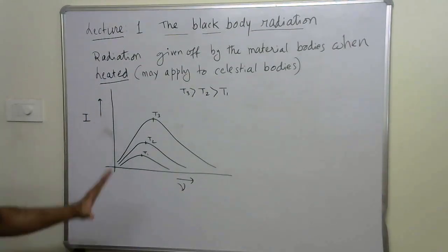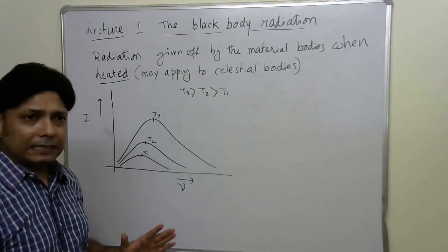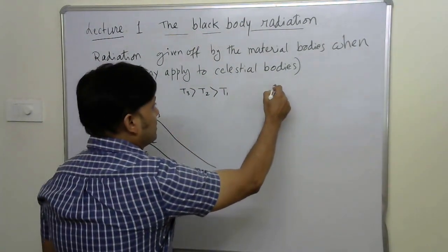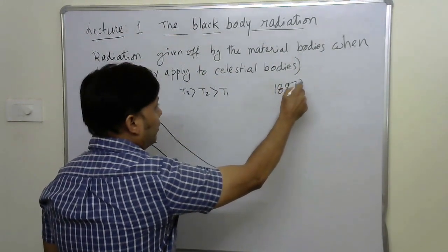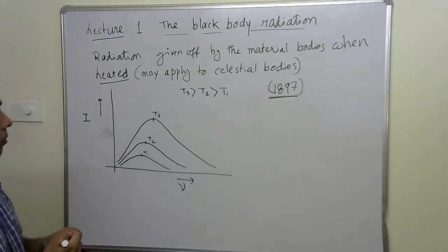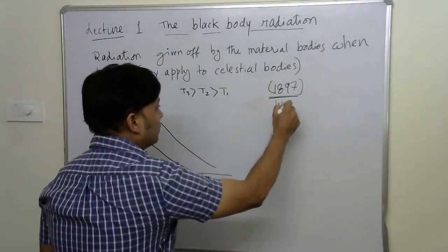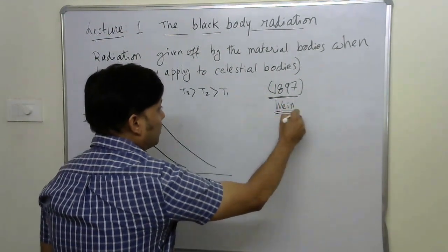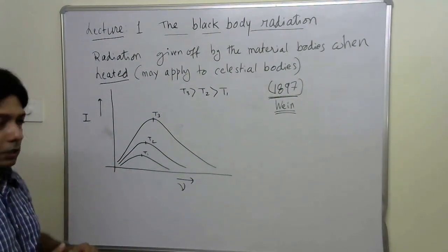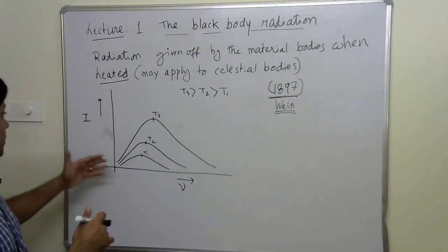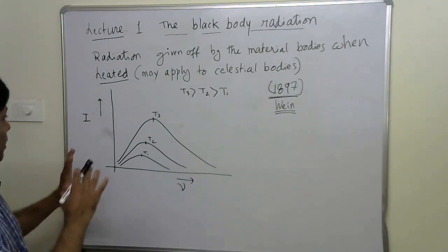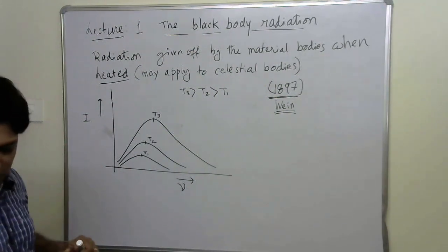Now this phenomenon was known in the late 19th century. As far as I remember, in the year 1897, a scientist called Wien did some fundamental research on black body radiation, and he presented this kind of graph, and he tried to explain the basics of black body radiation.